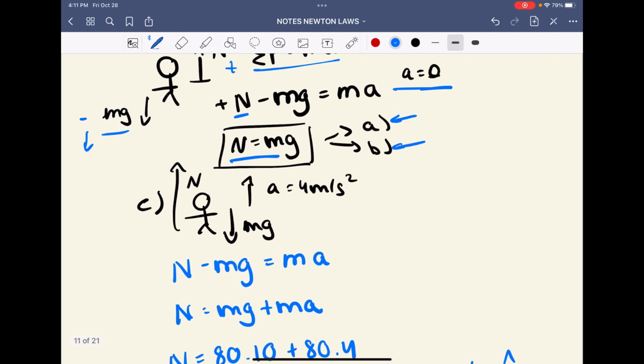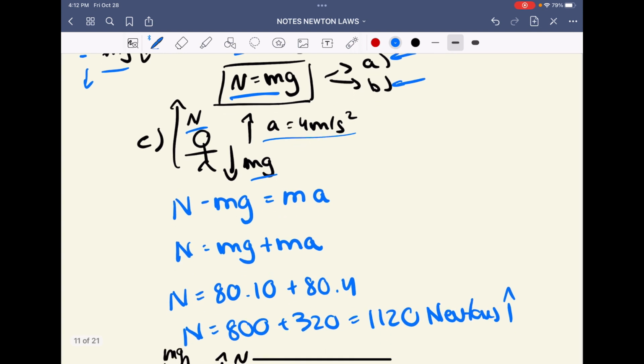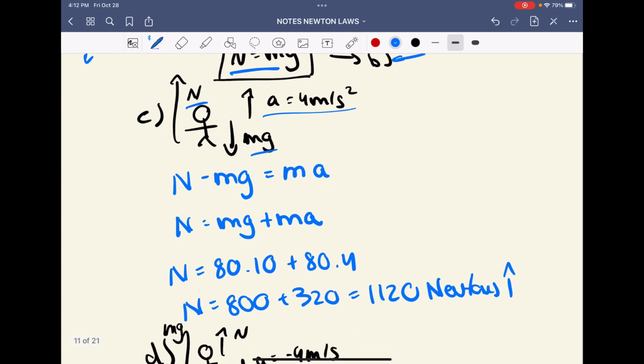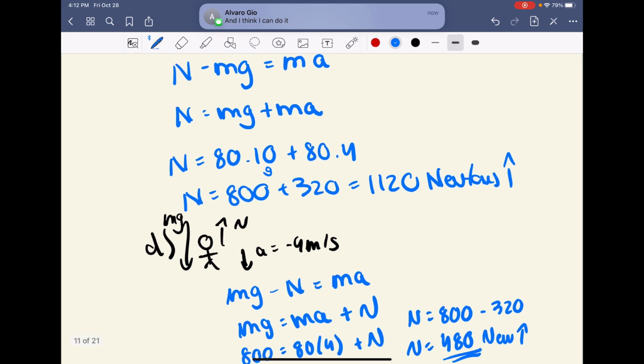Then for C, we imagine there's a force N up. There's an acceleration moving the elevator up, and there's mg, which is not as big as the N in this case. So we settle that N is in the positive direction and mg in the negative direction, equals ma. Then N equals mg plus ma, and we have the measure. The guy weighs 80, so it's going to be 80 times 10, which is gravity, plus 80 times 4. And then we have 1,120 newtons in the up direction.